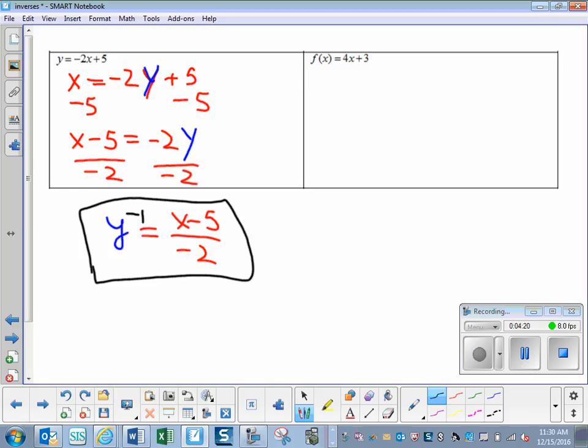Questions? So what I did is I rewrote the original but switched y and x places. Then I solved for y, and then I put my negative 1 on top to indicate that this is actually the inverse of the original. Questions? All good? Okay, so let's try the second one.